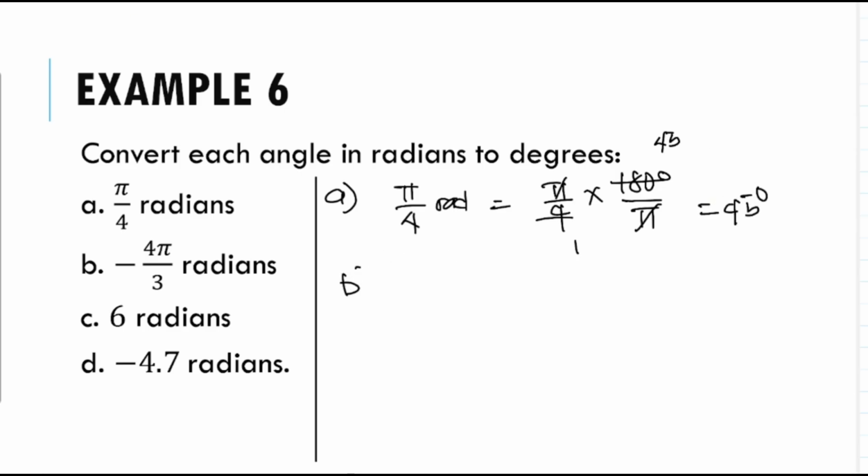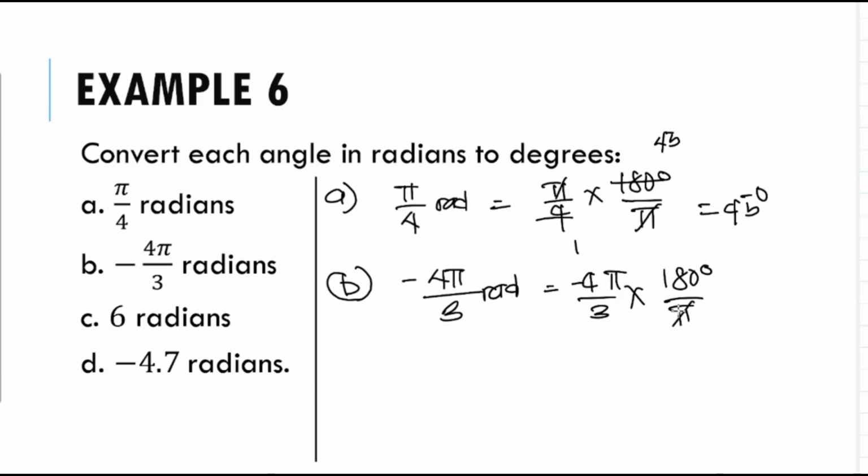Okay. And the B, we have minus 4 pi all over 3 radian equals minus 4 pi divided by 3 multiplied by 180 divided by pi. So this will cancel, and here we have 60. So 4 times 60, that will be 4 times 6, that is 240 degree, minus 240 degree. Okay. And then C, so you can take C as your classwork, while we solve D.